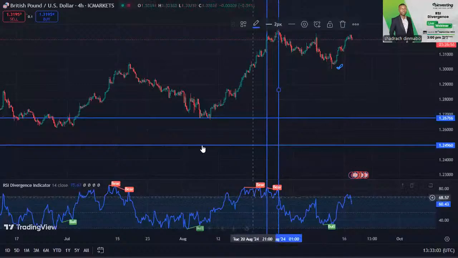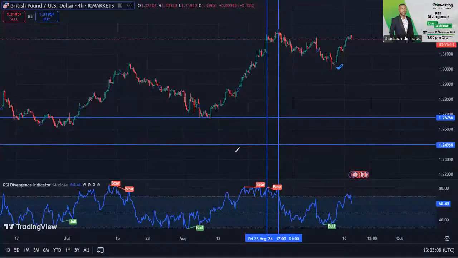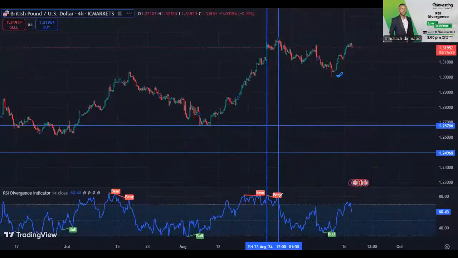Now you could see that what we're anticipating here is that the RSI is making a lower high from this point. So this point, it made a lower high. You can see it's dropping. Whereas our chart is making a higher high. It's going up. All right, so we have what is known as a bearish divergence. So that's what we have here.